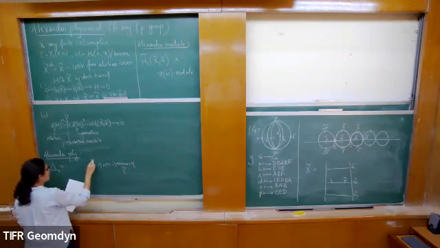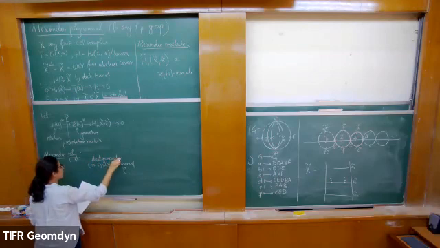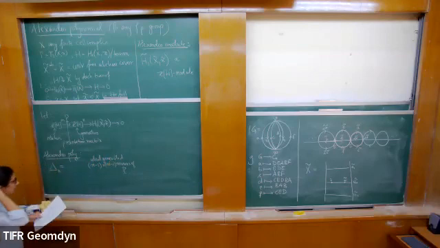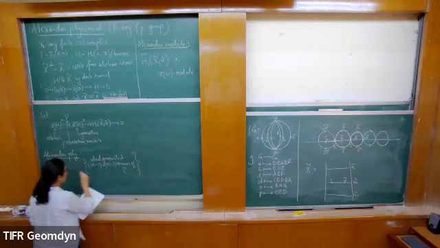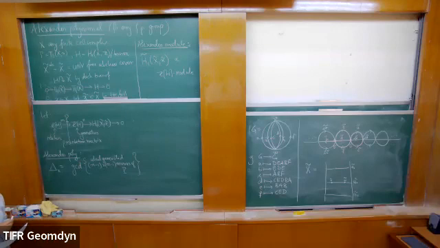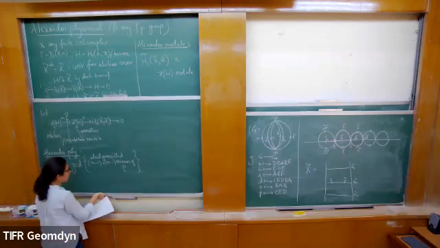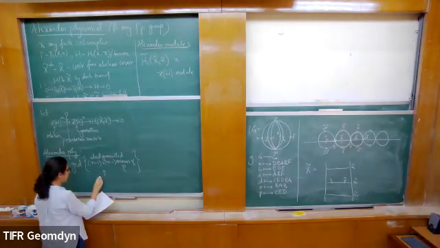I look at the ideal generated by these minors, and then I take the GCD of all the elements in that set. So if you've heard these words, this ideal here is called the first Fitting ideal.